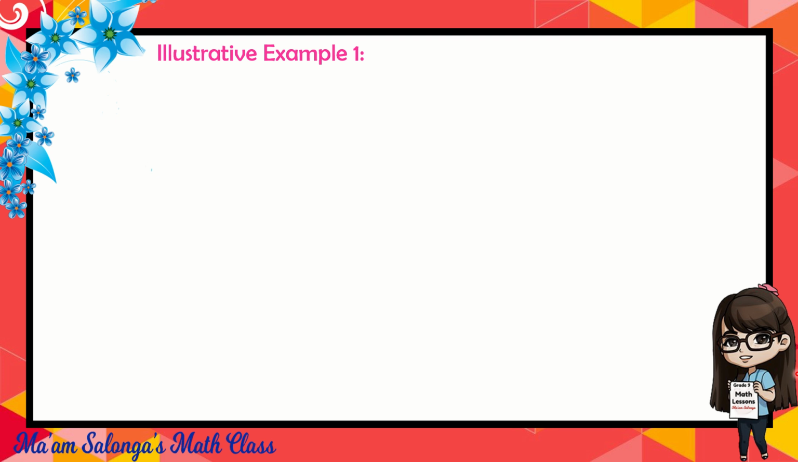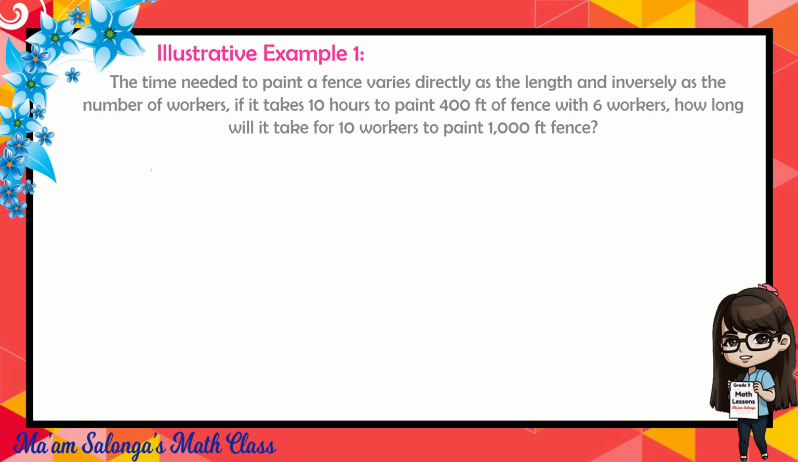So, let's have illustrative example number 1. The time needed to paint a fence varies directly as the length and inversely as the number of workers. If it takes 10 hours to paint 400 feet of fence with 6 workers, how long will it take for 10 workers to paint 1,000 feet of fence?